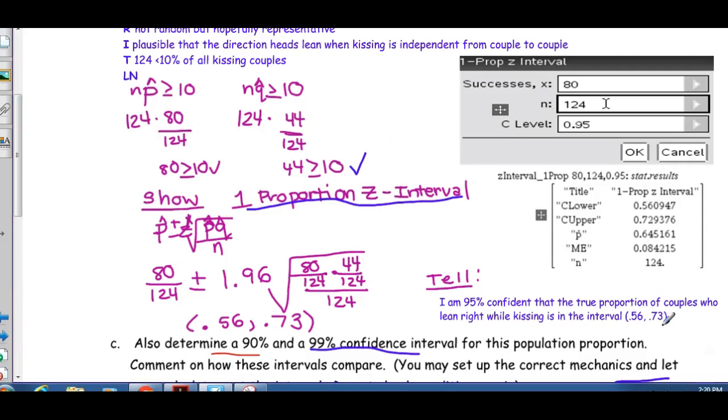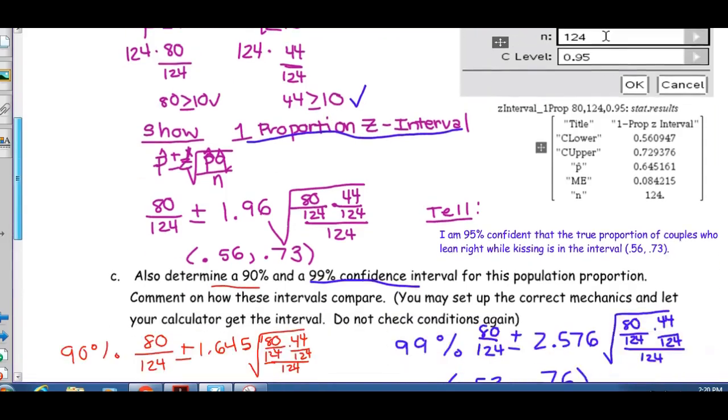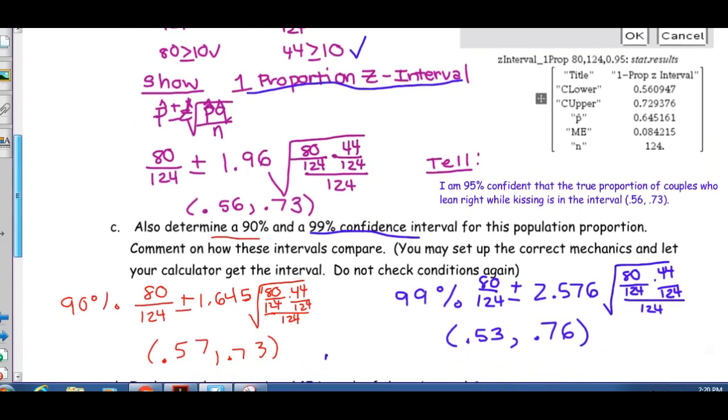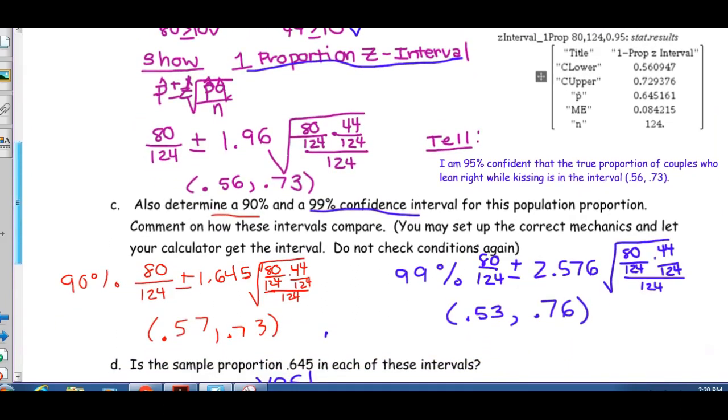Now for part C, they're asking us to really do the same type of thing, so there's no reason to recheck conditions. But we do want to show our work here for the 90% and the 99%, and really we should have a nice sentence for each of these. So the only difference is our critical z value. Okay, so our 90% confidence should be a little bit smaller of an interval. If we're 99% confident that we captured the true proportion, we just cast a much wider net. We have a greater critical z.